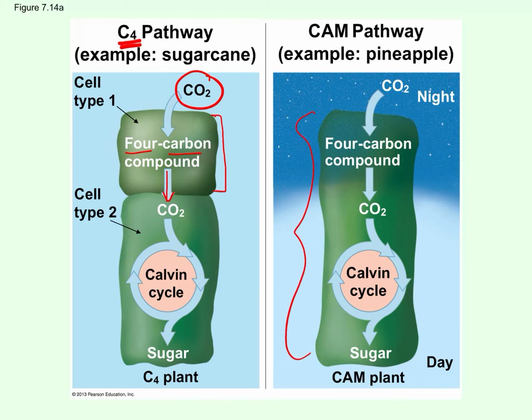Okay? The CAM plant is basically the same thing, except we don't have a separate cell. Everything is in one cell. We're still storing carbon dioxide as a 4-carbon compound, and we're allowing photosynthesis to happen because we have stored carbon dioxide. So both of these mechanisms are ways for plants to be able to live in very hot environments so that they can store their carbon dioxide even though they can't exchange gases because they have to close their stomates. Okay?